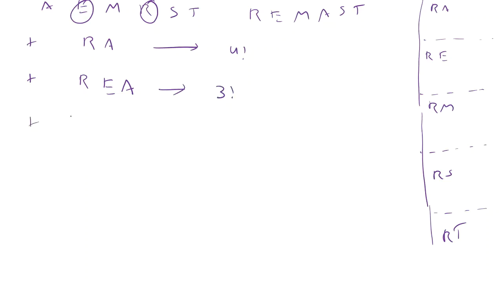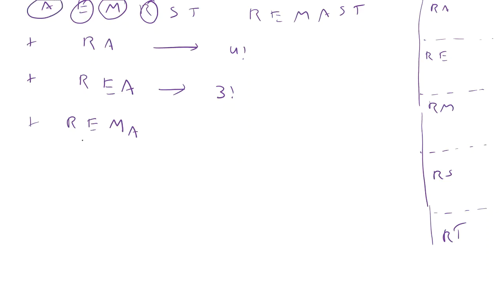And the next thing is all the words that begin with REM. But our required word REMAST begins with REM. So I cannot count all the words that begin with M. What I have to do is further make a division. So I have used M also, REMA. I have to count all the words that begin with REMA. But our required word begins with REMA, so I cannot count all the words that begin with REMA. So I have to make a further division.